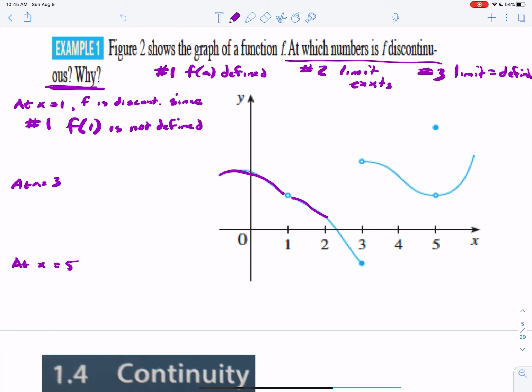Okay, let's move on to x equals 3. Let's go down the list. Number 1, is f of 3 defined? Is there a point at 3? There is, right here. It is defined, right? So I'll put a check mark there. It passes that test. Number 2, does the limit exist as x approaches 3?